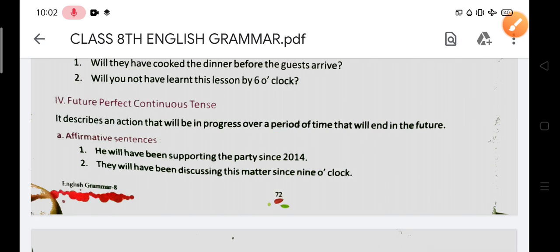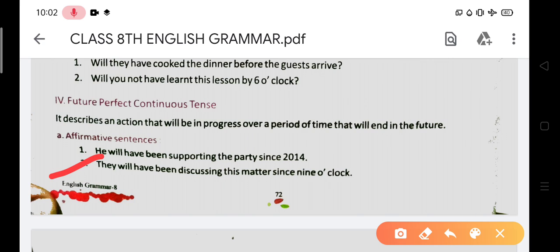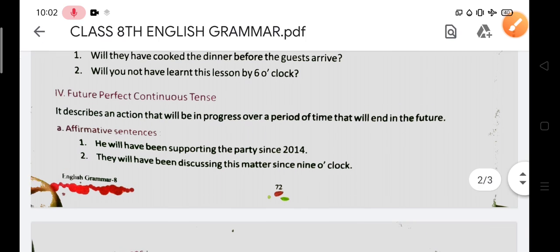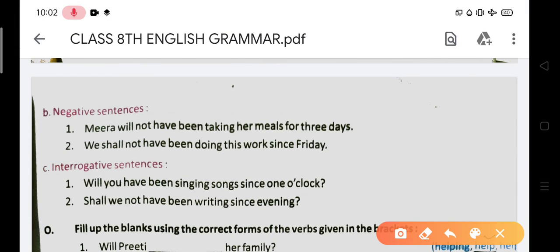Good. After that, next you will see: they will have been discussing this matter since 9 o'clock. Good. And after that you will see the negative sentence. I have taught you that "will have been" is the helping verb, and because this is the negative sentence, your helping verb will be "will not have been", four words. Very first you will use the subject, Mira, then will not have been, and main verb plus -ing.